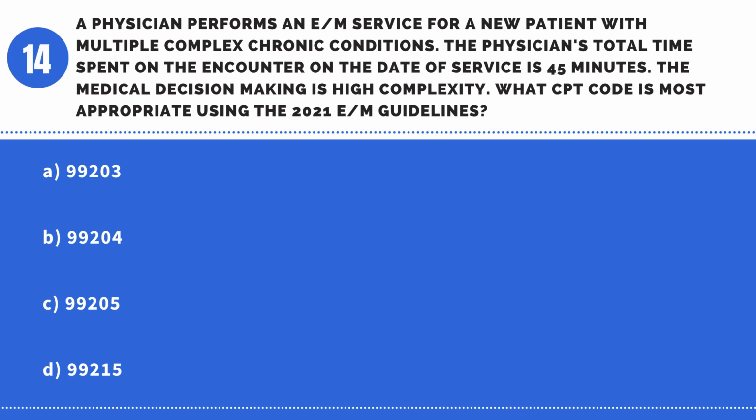Question 14. A physician performs an E/M service for a new patient with multiple complex chronic conditions. The physician's total time spent on the encounter on the date of service is 45 minutes. The medical decision-making is high complexity. What CPT code is most appropriate using the 2021 E/M guidelines? A. 99203. B. 99204. C. 99205. D. 99215.